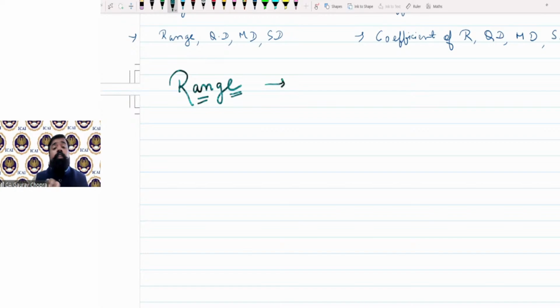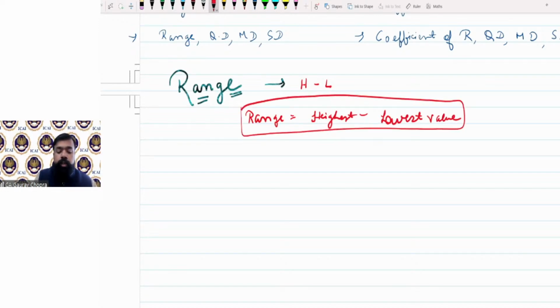So from that, we can analyze that the range is very easy to calculate. दुनिया का सबसे simple formula है range. So what is that formula? The formula for calculation of range is highest value minus lowest value. H minus L we can write. So range is equal to highest value minus lowest value.